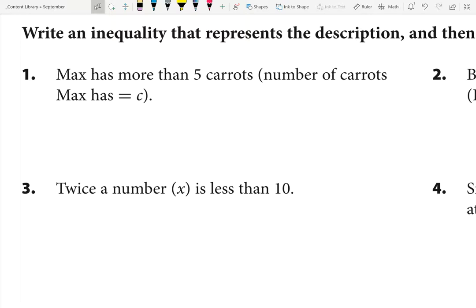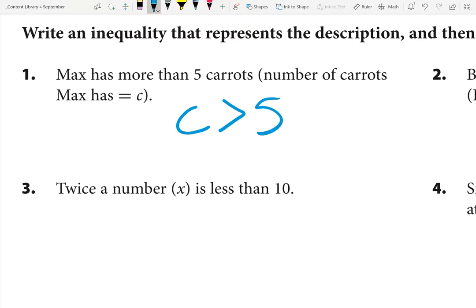So Max has more than 5 carrots. We're going to write an inequality that represents that description and solve it if we need to. C is the number of carrots that Max has, and Max has more than 5 carrots. So the number of carrots that Max has is more than 5. There's your inequality that represents exactly that statement. C is bigger than 5.